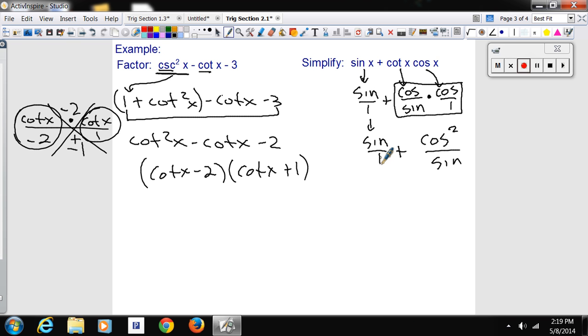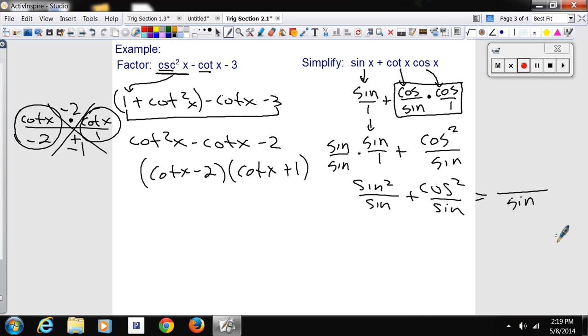So how do I make those have a common denominator? This first one by sine over sine, right? Sine over sine is equal to 1. So you're keeping the value the same, and you're making a common denominator. So you'd have sine squared over sine plus cosine squared over sine. So your common denominator there is a sine. You've got a sine under both fractions. So you could actually bring this over and put a sine, and the top is going to have a sine squared plus a cosine squared.